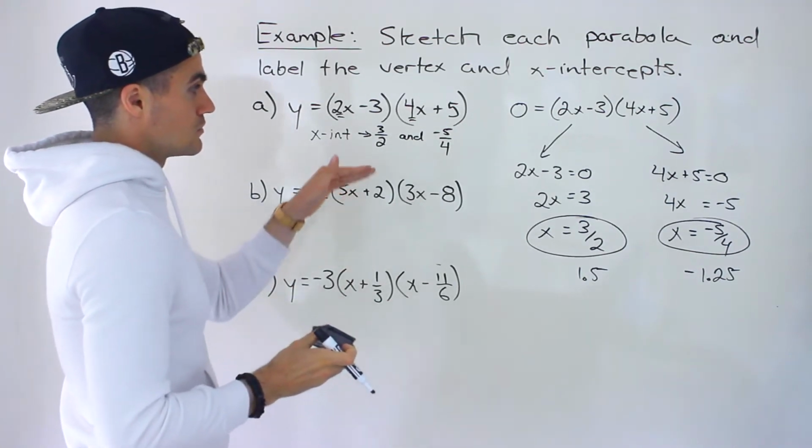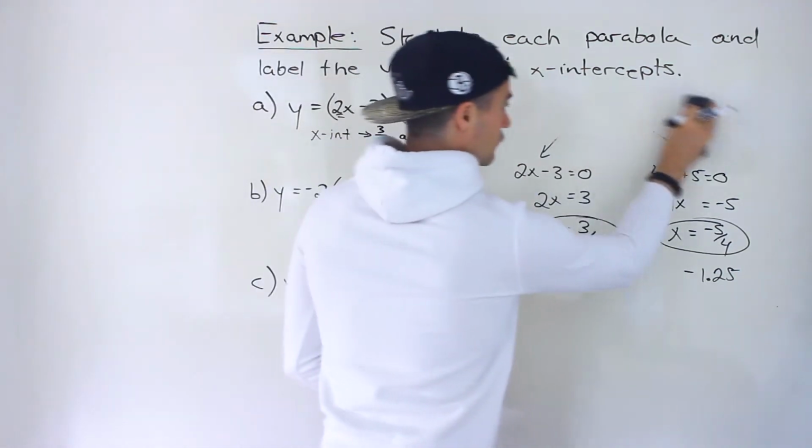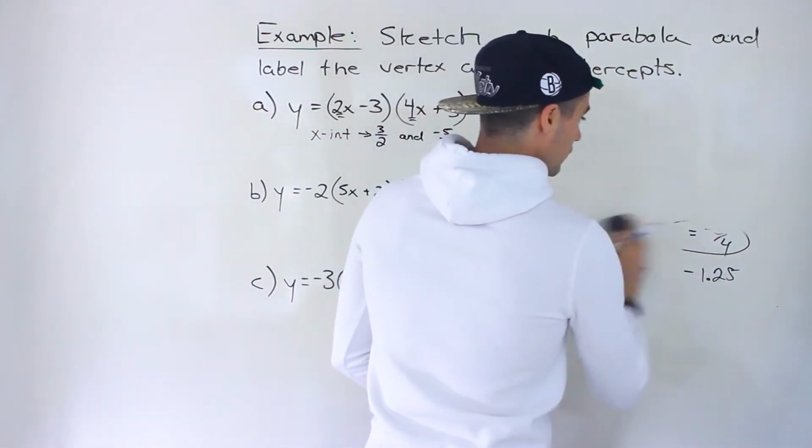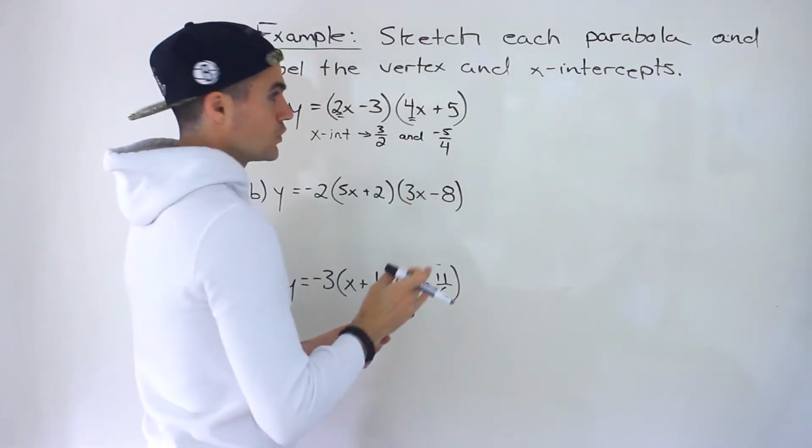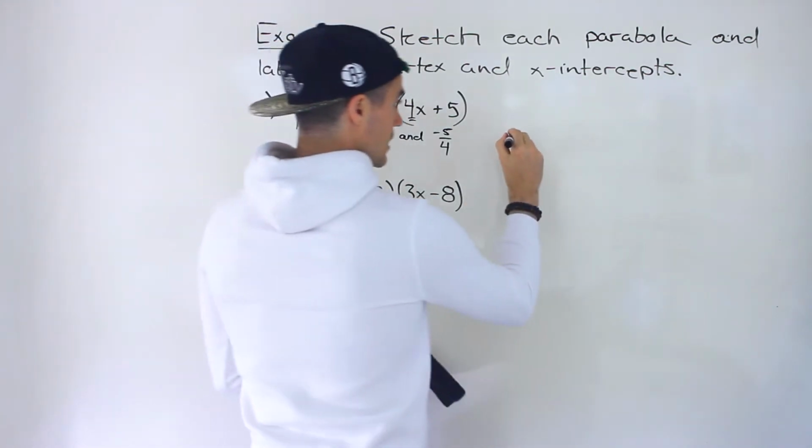Okay, so we have the x-intercepts, they're fractions, but the same thing applies if we want to find the axis of symmetry. What do we do? We add the x-intercepts.